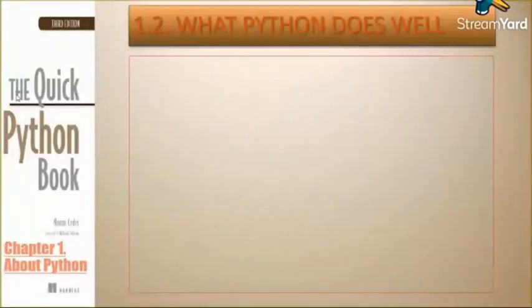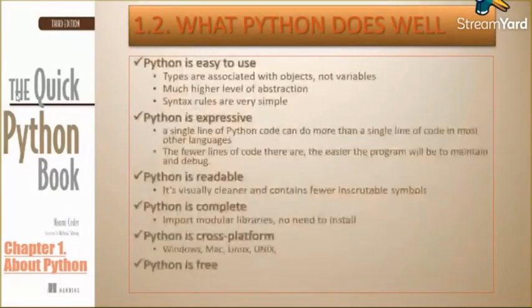So, what does Python do well? As we said before, Python is very easy to use. One reason is that types are associated with objects, not variables. This means that variables are flexible. But it has its downside, that the programmer is responsible for checking the variable data type. Python has a much higher level of abstraction. Syntax rules are very simple, like a simple def defines a function.